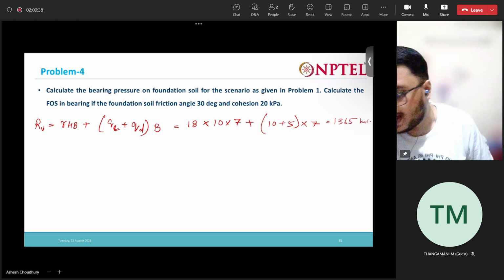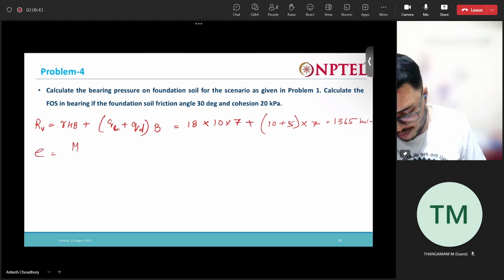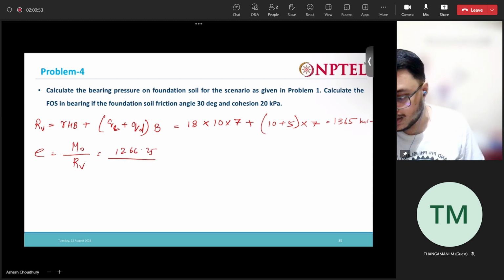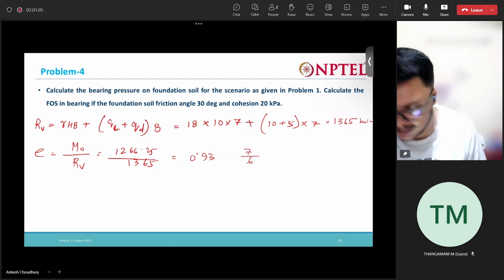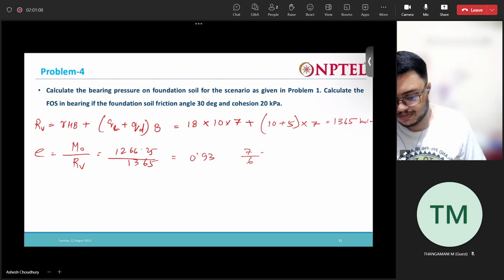Got RV. Now let us calculate this eccentricity, nothing but MO by RV. If you remember, the overturning moment was 1266.25 divided by 1365. This will give you 0.93. So whether it is less than B by 6? What is B? B is 7, so 7 by 6, that is 1.167, so less than B by 6.